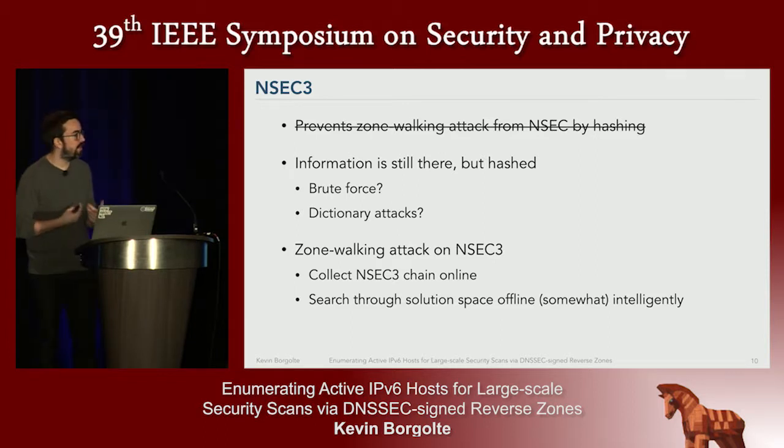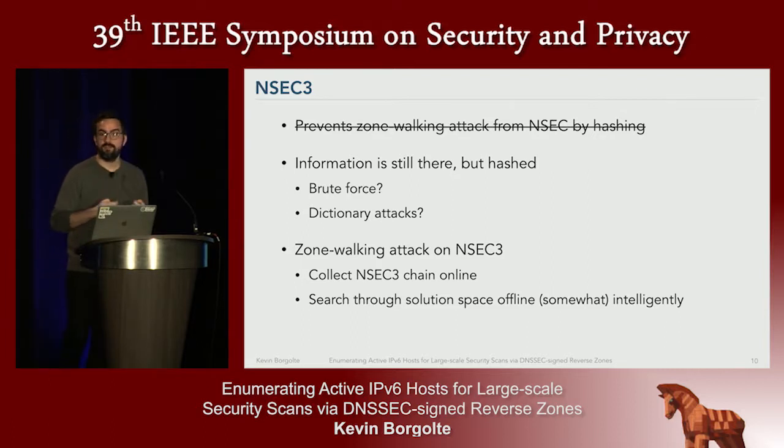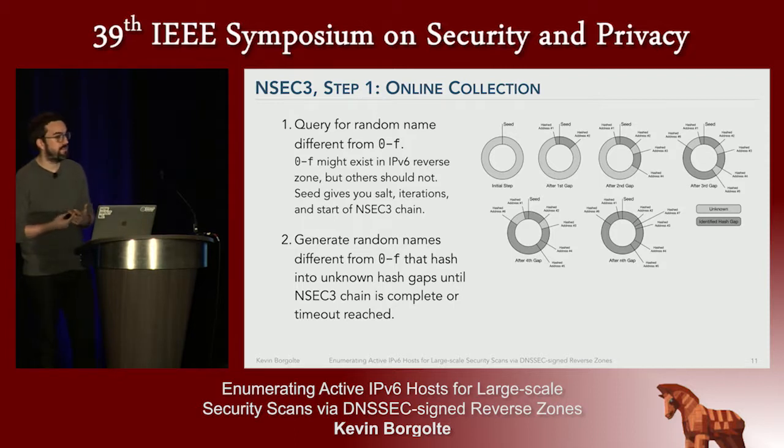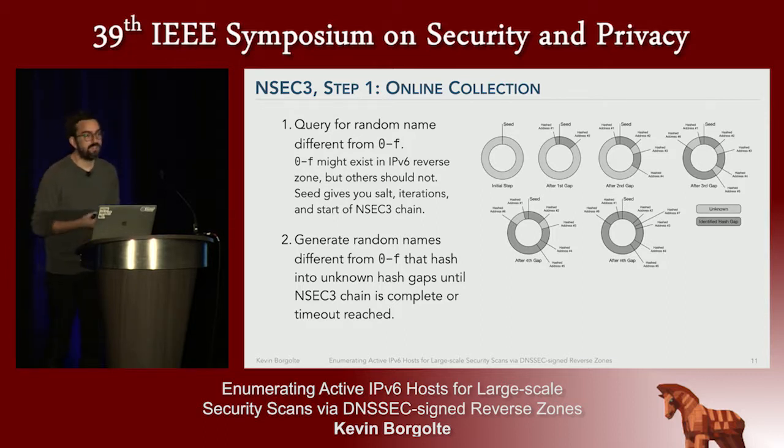And then you try to search through the search space somewhat intelligently offline. If we look at this in more detail, the first step, online collection, basically starts because we can rely on IPv6.ARPA actually not having any other records than 0 to F, because it's a well-organized zone. We can just query for anything differently. We could query for foo-bar, we could query for UCSB.